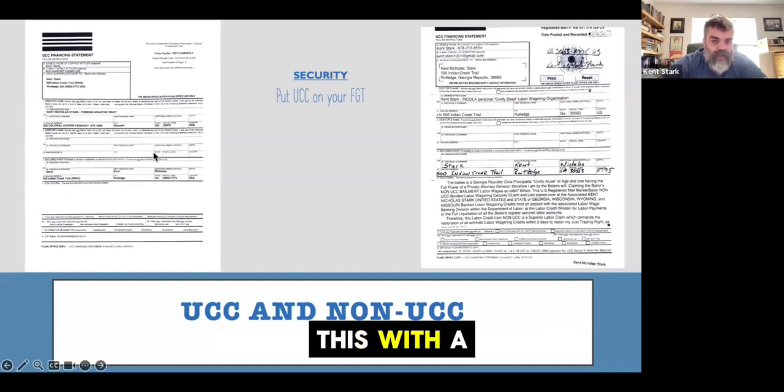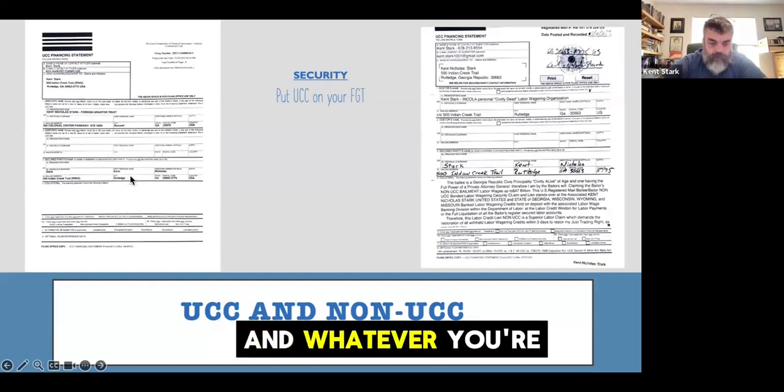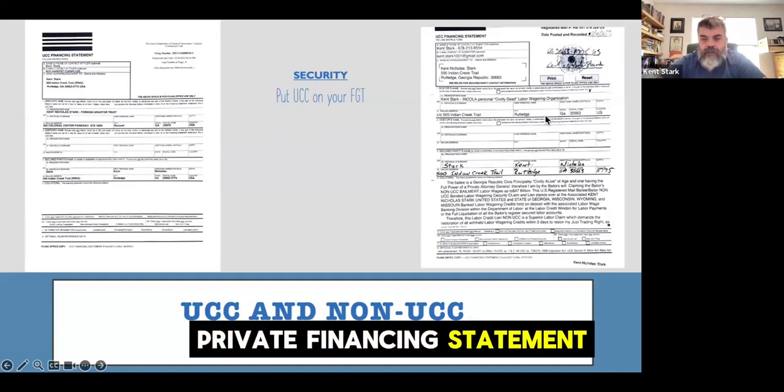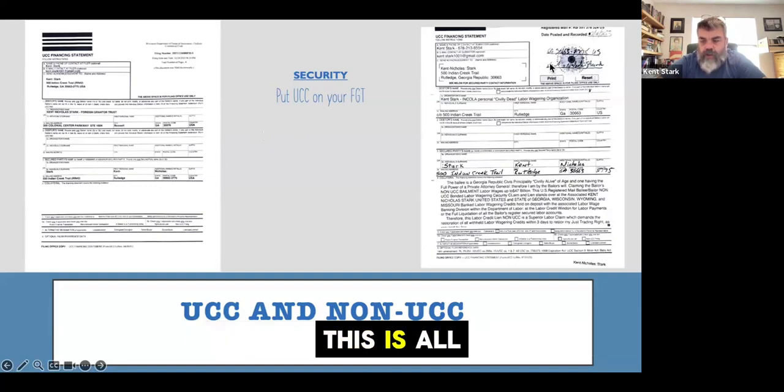Okay, and you do this with a contract. You have to, and I'm going to show you this in a minute, but you got to have a contract on this, okay, so that you can do this, right? And create bonds and whatever you're going to do to hold the foreign grantor trust so that you're a secured party creditor. And then this is the non-UCC, okay? This is a private financing statement. And then when you do the private financing statement, this is all on the website. So it shows you the stamp and everything and explains all this stuff to you.